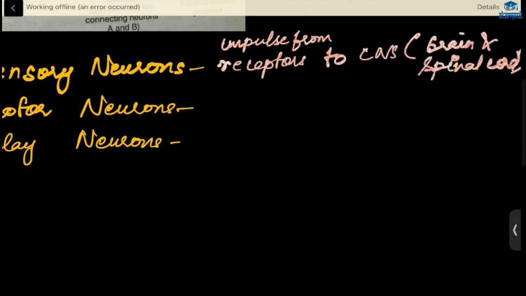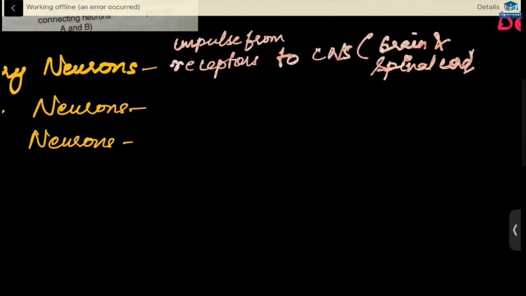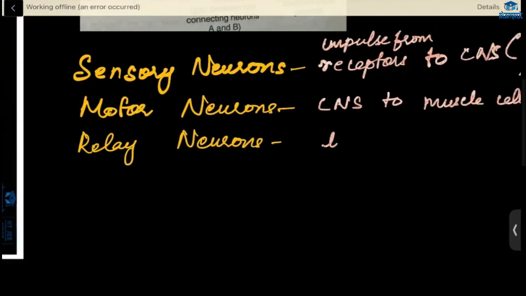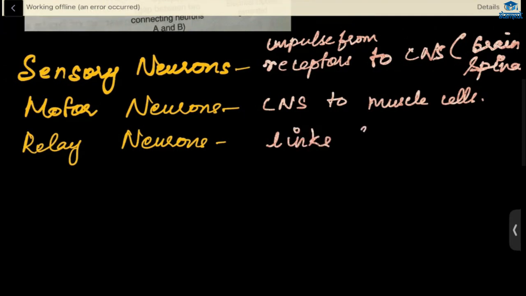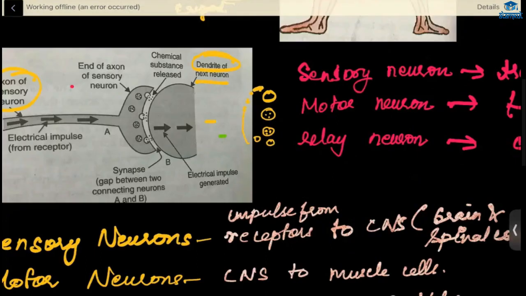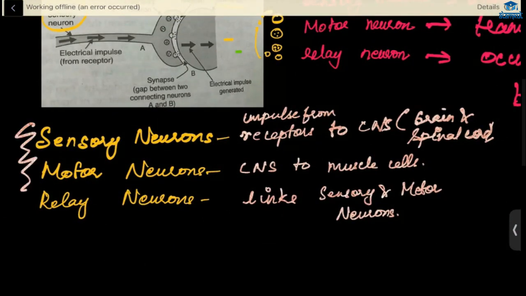Motor neuron. CNS, yes, central nervous system, brain and spinal cord. Then this motor neuron carries from the CNS, that is from brain and spinal cord, to the muscle cell. The relay neuron links sensory and motor neuron. Got it? We have three types of neurons: sensory neuron, motor neuron, and relay neuron.